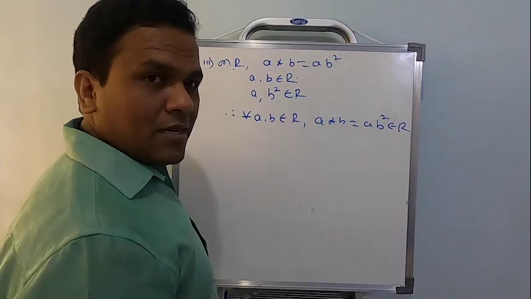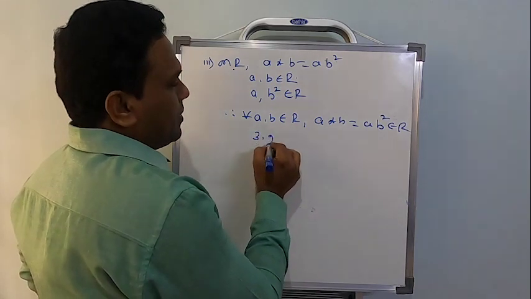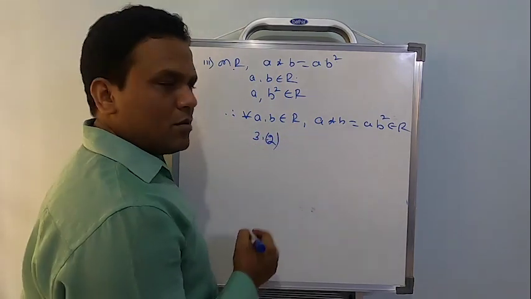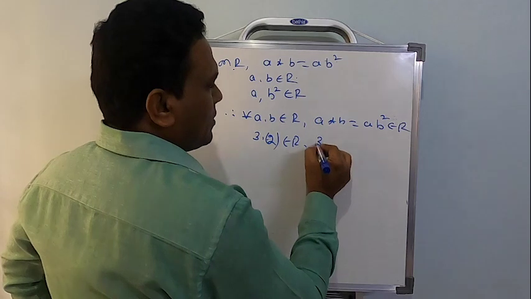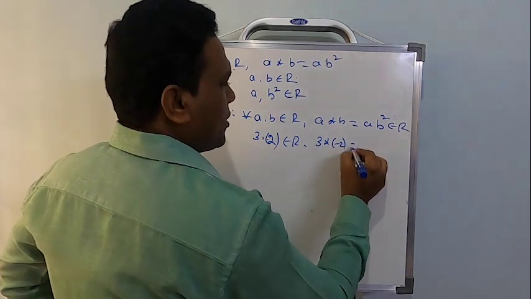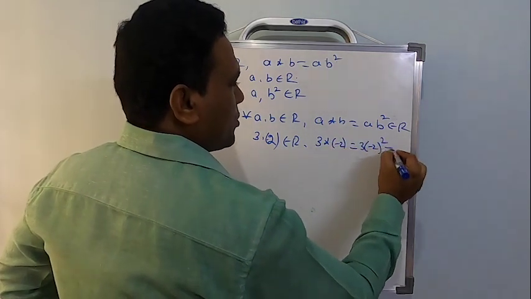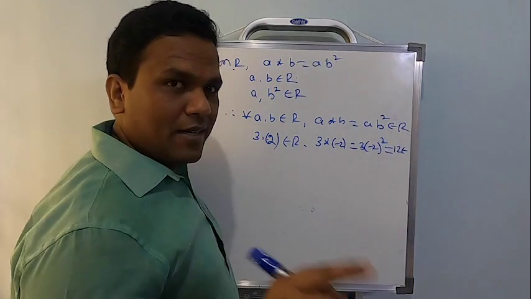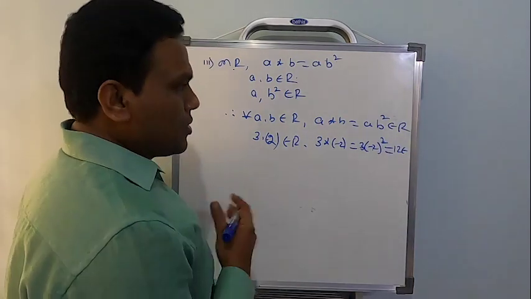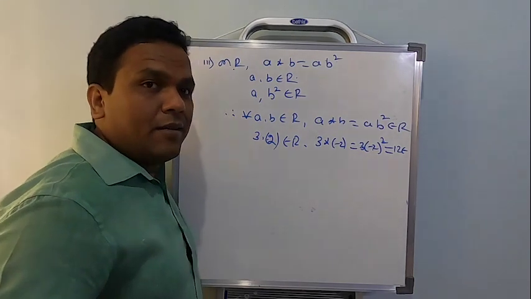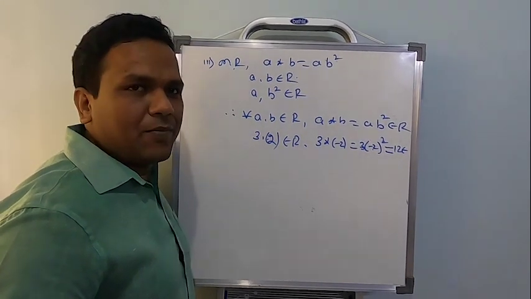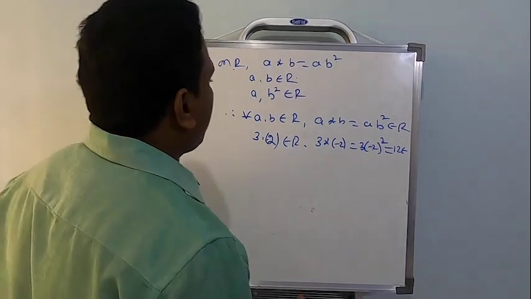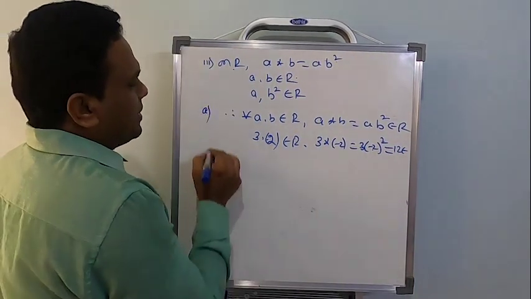Sir, one example? Sure. 3 and minus 2. Let me take this now. Belongs to R, right? 3 star minus 2 equals 3 into minus 2, the whole square. That's 4, and 4 multiplied by 3 is 12. It's a real number. So, an example helps to understand, but the writing should be in general. Fine. So, binary operation verification is done.